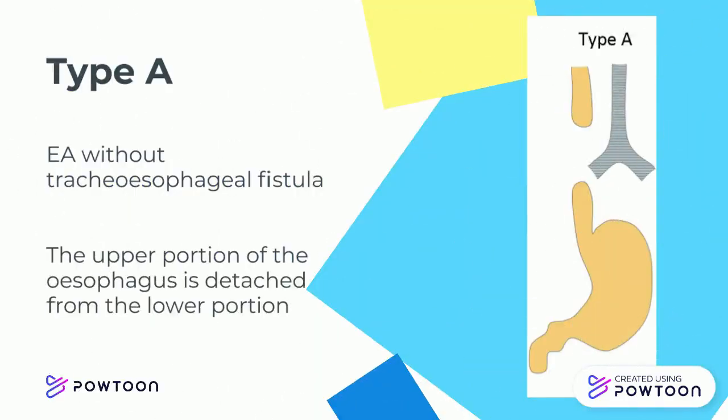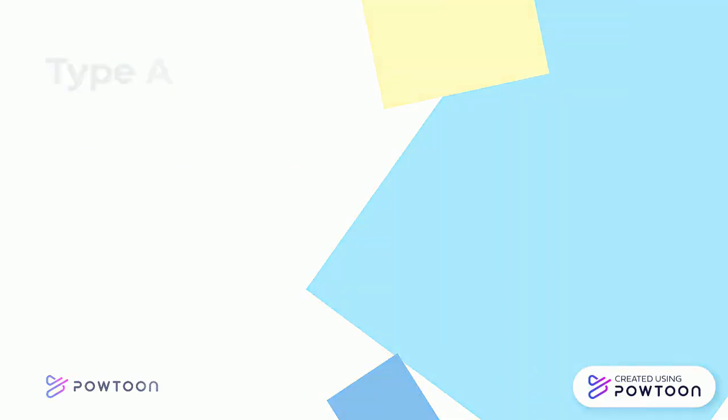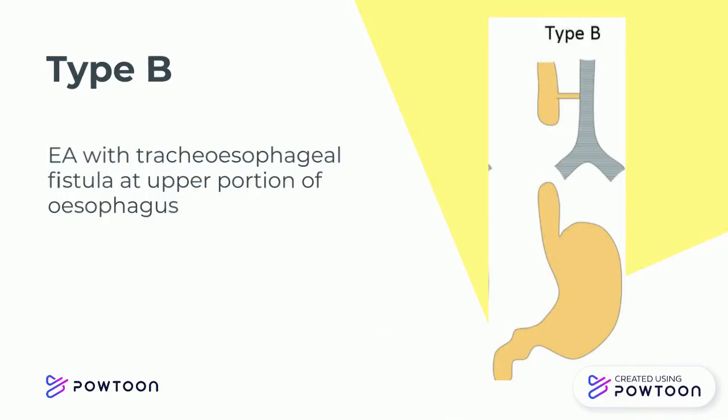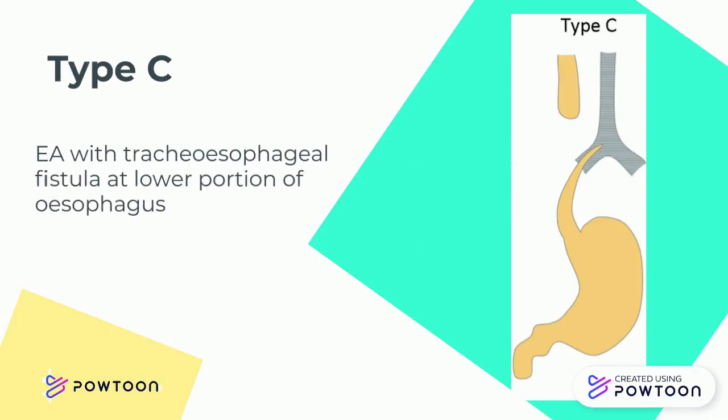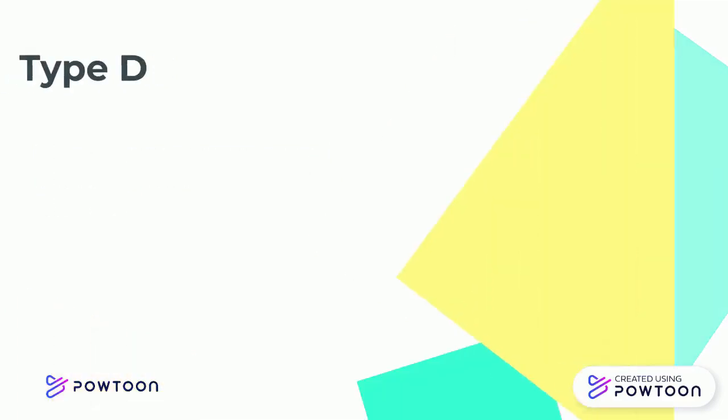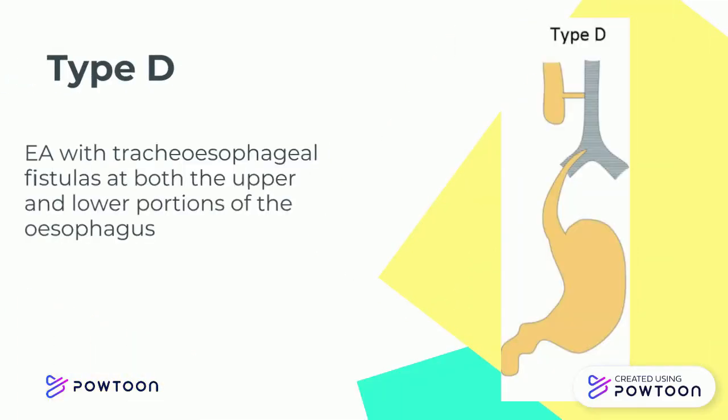Type A is EA without the presence of a tracheoesophageal fistula. The upper portion of the esophagus simply does not connect to the lower portion. Type B is EA with a tracheoesophageal fistula at the upper portion of the esophagus. The upper portion of the esophagus connects to the trachea, which would allow food to pass into the lungs. Type C is the most common, with a tracheoesophageal fistula at the lower portion of the esophagus, which would allow air to pass into the stomach. Type D is EA with tracheoesophageal fistulas at both the upper and lower portions of the esophagus.